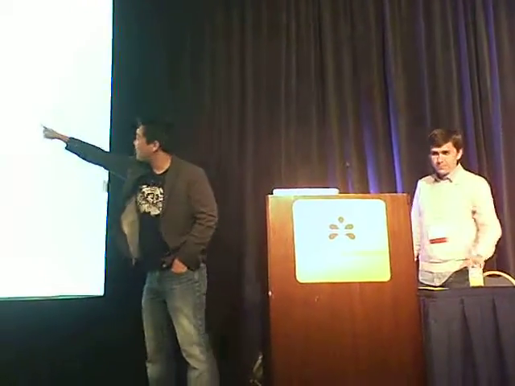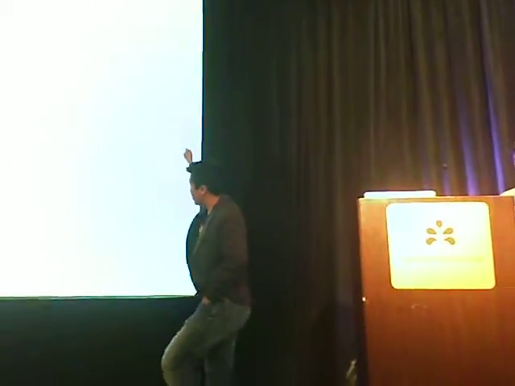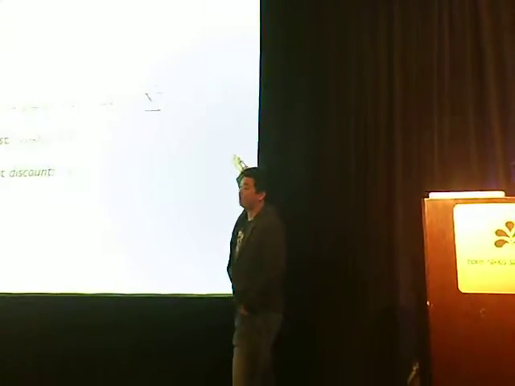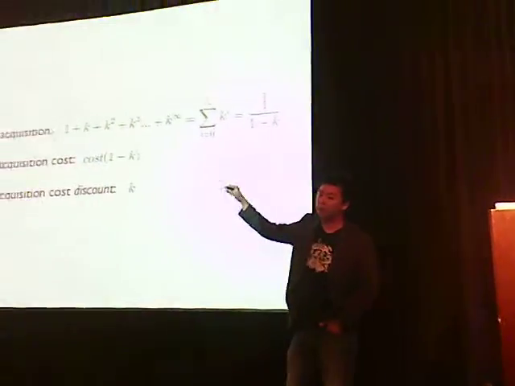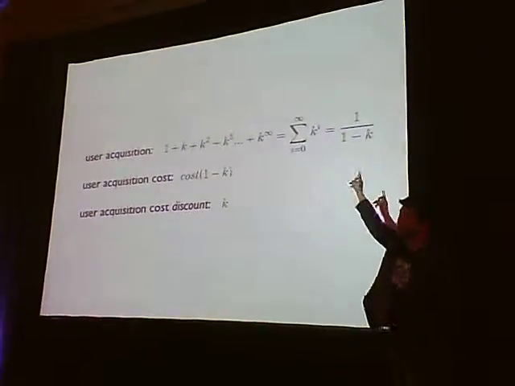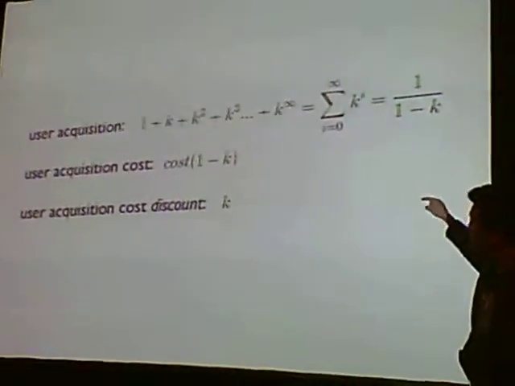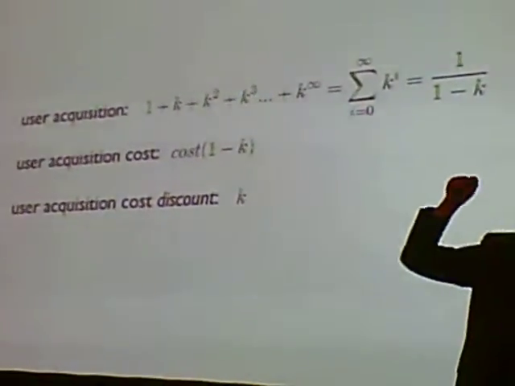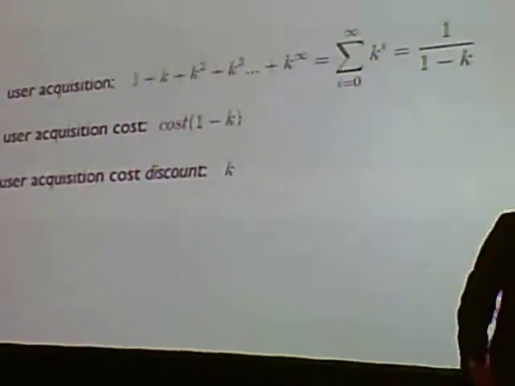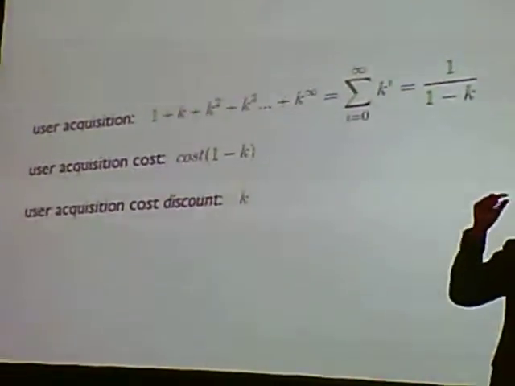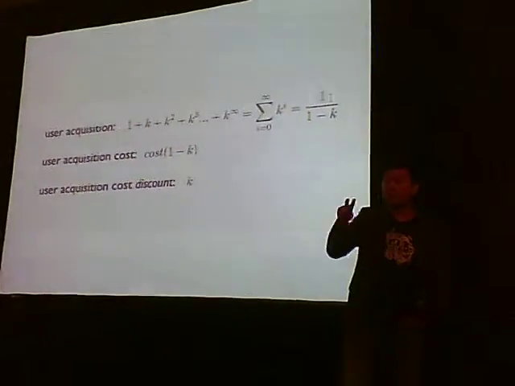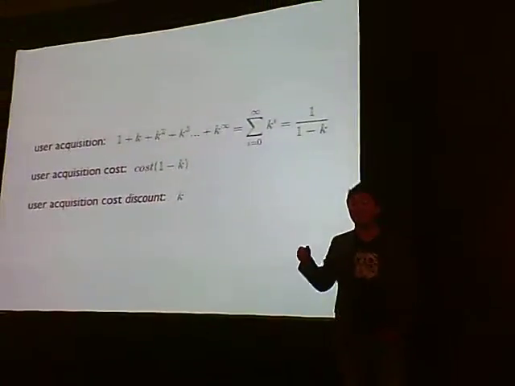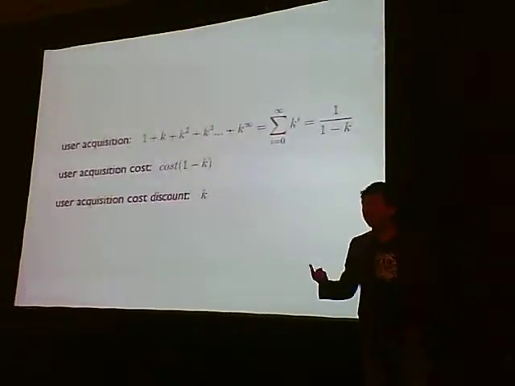So this number represents the sum of how many users you can expect to get after an infinite amount of time, starting with 1 user for bigger K. Right? It's a geometric series. The sum is 1 over 1 minus K. Now, what this means is that if, on average, every new user that comes into your app invites 10 other users, if you paid $1 to get that user, your effective user acquisition cost is actually 10 cents, because for every 1 user you get, you actually get 10.